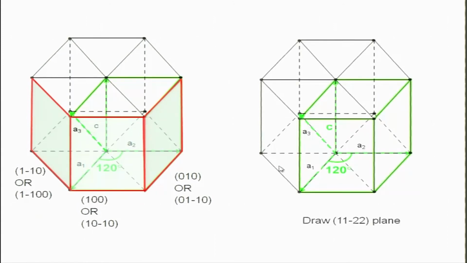Similarly, now if you want to draw the 1 1 bar 2 2 plane, let us say I choose the indices 1 1 bar 2 2. So this is the 1 1 bar 2 2 plane. So how do you draw this plane?